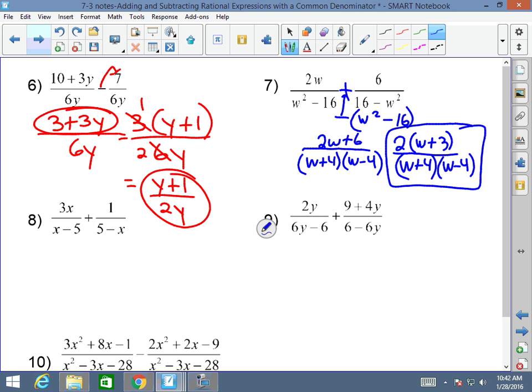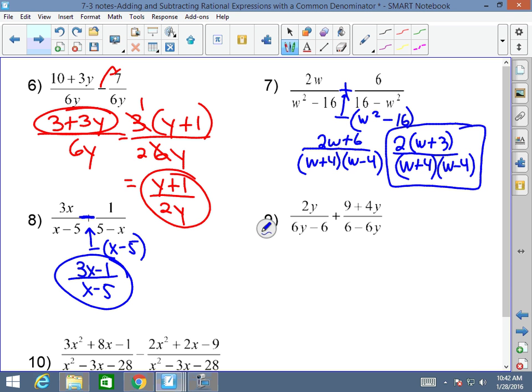What do I have to do to this one right here in order to have a common denominator? You got to factor out a negative, giving me an x minus 5. What do I do with that negative? That becomes a negative now. So this is 3x minus 1 over x minus 5. Can I factor the numerator in any way here? No, I can't. Very good. Thank you for paying attention. It's done.